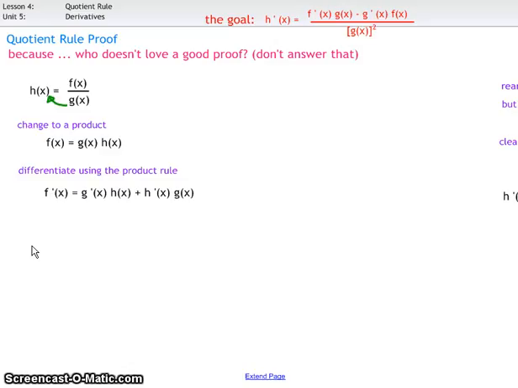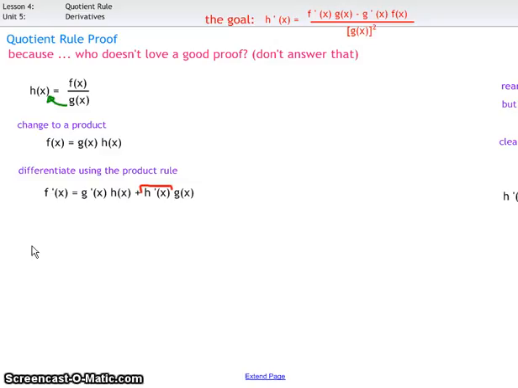Now if you take a good look at this, it kind of has some of the ingredients we need if you look at our goal. It's got f primes, it's got g primes, it's got f's, it's got g's. Actually it doesn't have f, but anyway. But this is the thing that we're trying to show is equal to that red goal at the top.